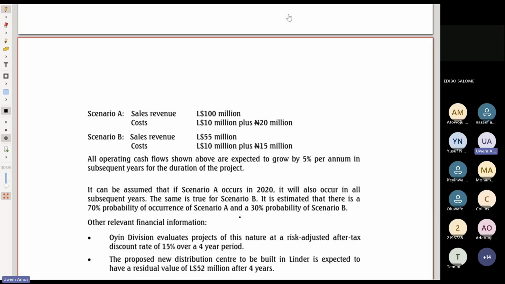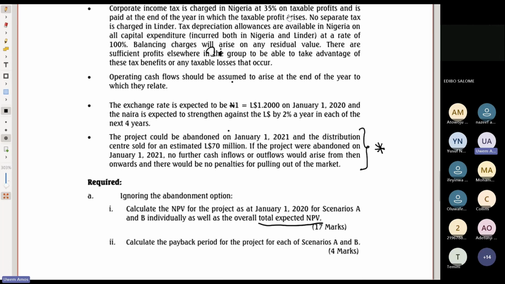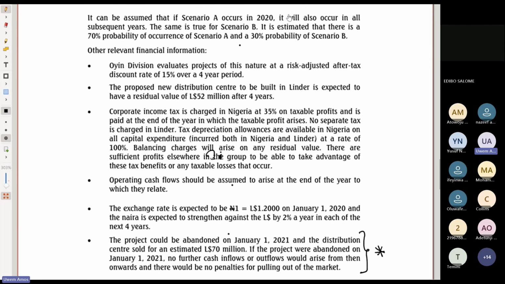They give us the exchange rate. They give us what the inflation rate is expected to be over the course of the next couple of years as well. And they're trying to decide on whether or not they should invest in Linda. As part of the question, they have an option to abandon, to say, okay, we can start, but after a year or so. Then on January 1, 2021, we might decide to abandon or not abandon.